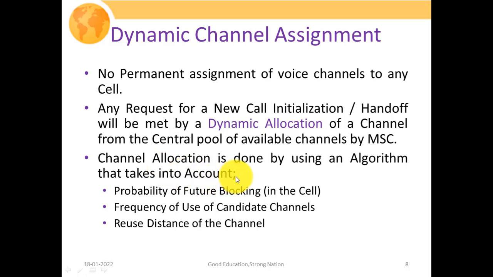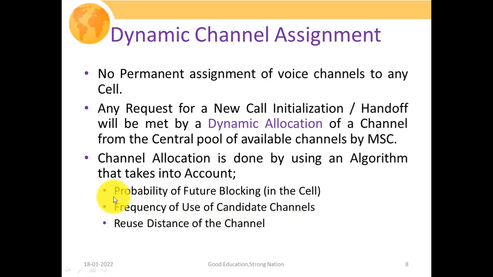So now these particular points will suggest how dynamic channel allocation would be performed. The algorithm through which we take decisions or provide this frequency allocation mechanism must take into account these three points: the probability of future blocking in the cell, frequency of use of the candidate channel, and reuse distance of the channel.